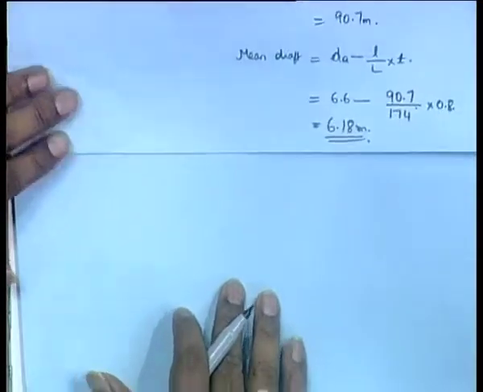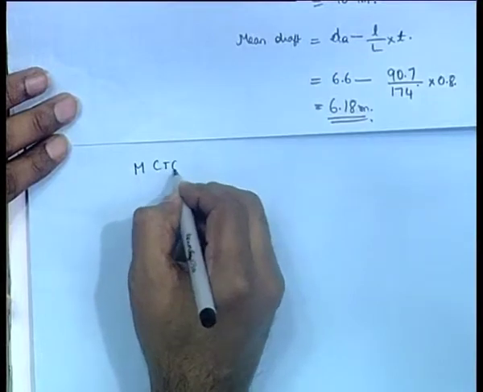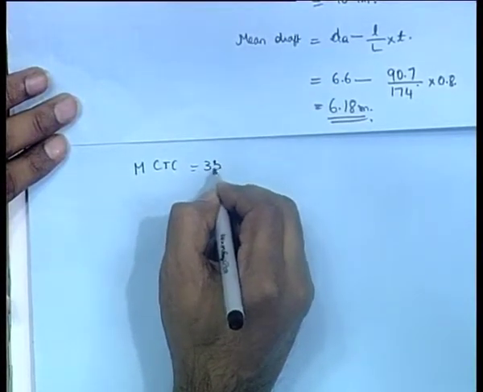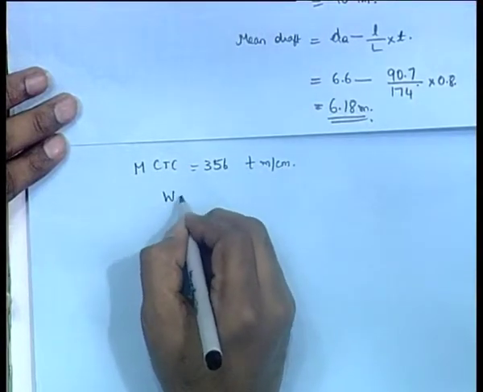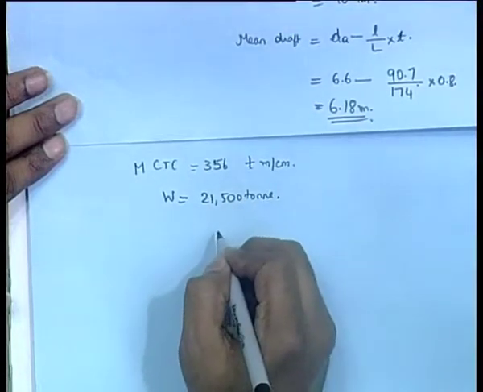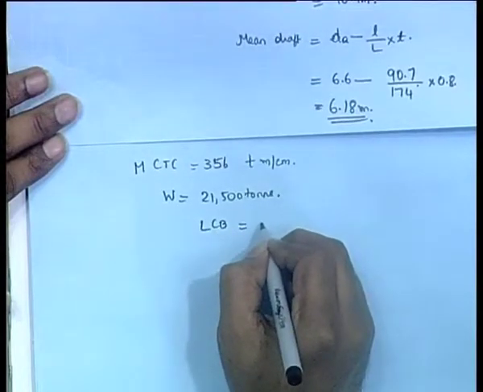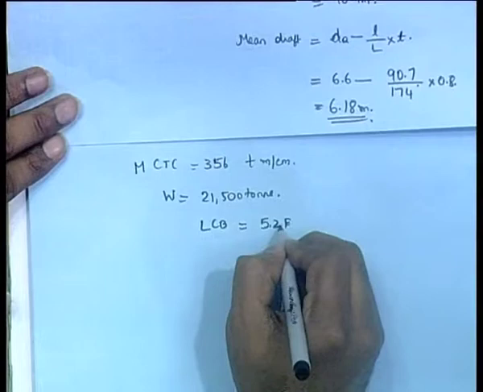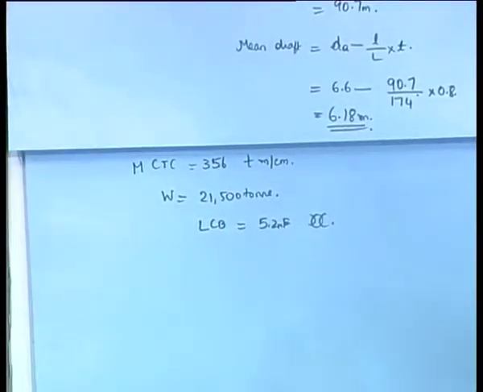Now, once you have this, I didn't write it there, but MCTC is given. MCTC is 356 tons-meter per centimeter, and W is equal to 21,500 tons. This is also given. LCB is equal to 5.2 meters forward of midship. So you are told that LCB is 5.2 meters forward of midship.